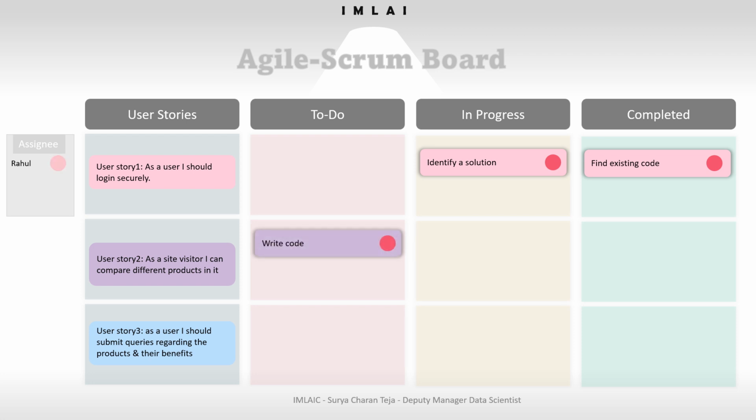Then Rahul, he was assigned with another task, but this time this is from user story 2. What is the task? It's write code. So he hasn't started that work, so that's why we put that in the bracket of to do. So then he has one more work assigned.